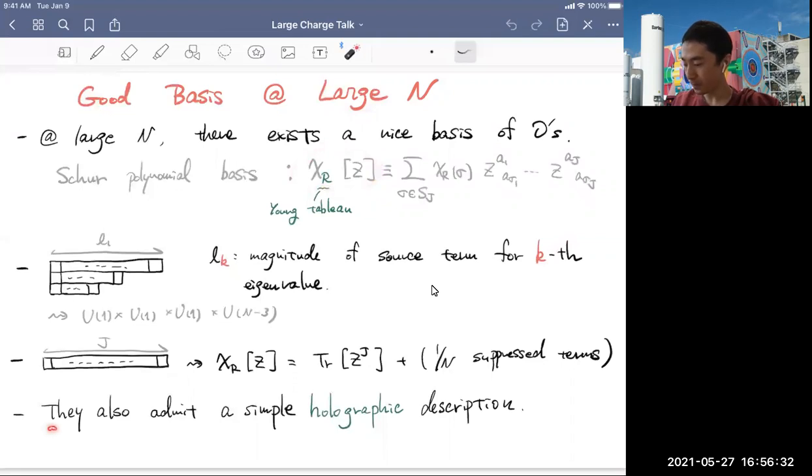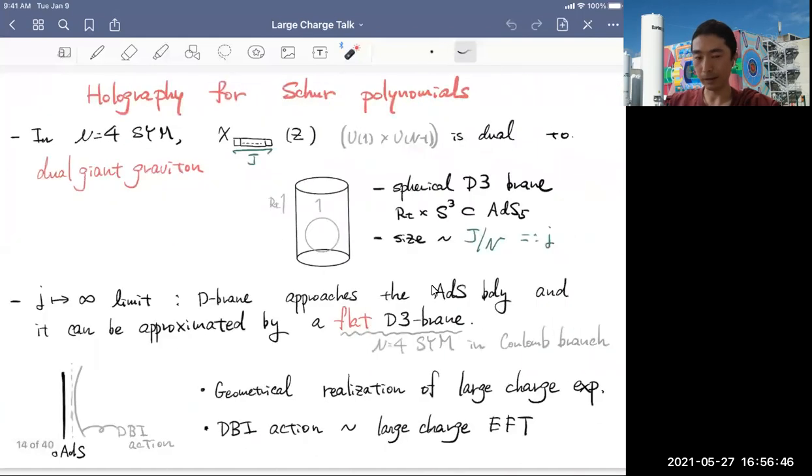Another nice feature of this basis, and this is why I started talking about it, is that it admits a very simple and nice holographic description. So what is the holographic description of these operators? In N=4 super Yang-Mills, this single row Schur polynomial is known to be dual to what's called a giant graviton.